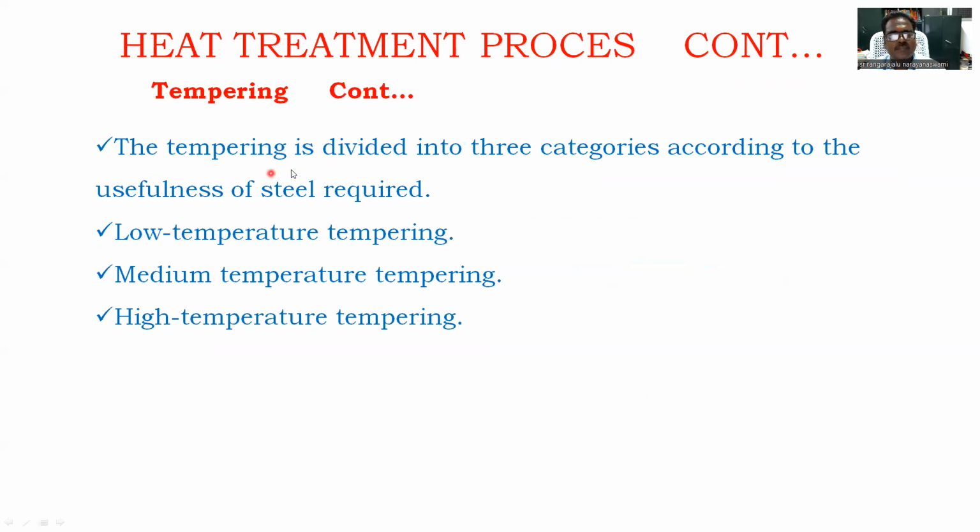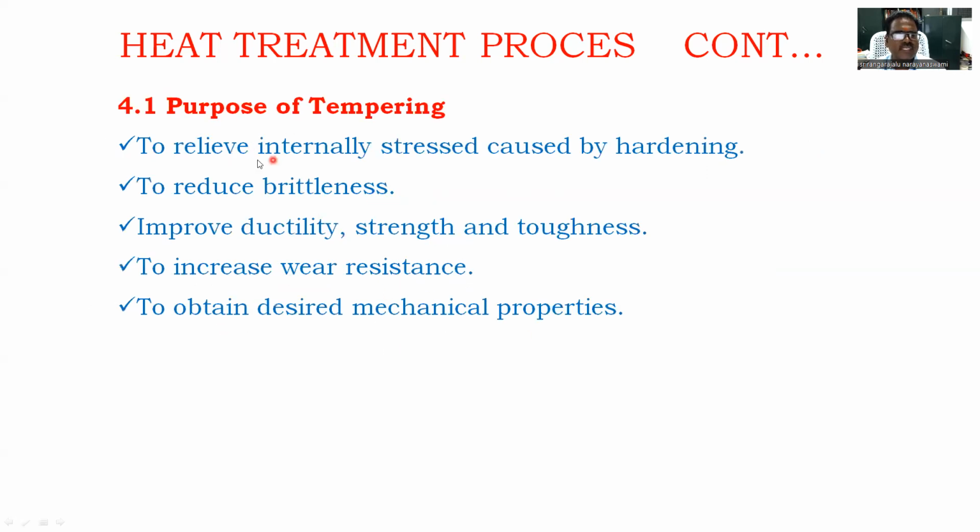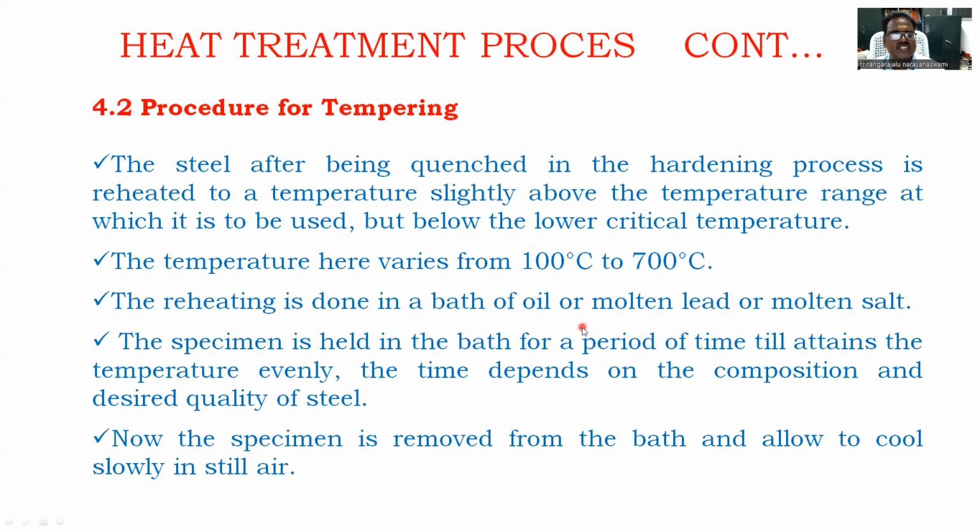Tempering is divided into three categories according to the usefulness of steel required: low temperature tempering, medium temperature tempering, and high temperature tempering. The purpose of tempering: to relieve internal stress caused by hardening, to reduce brittleness, to improve ductility, strength and toughness, to increase wear resistance, and to obtain desired mechanical properties.